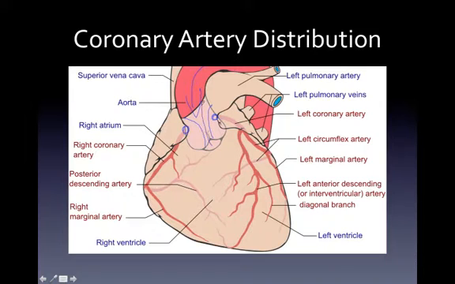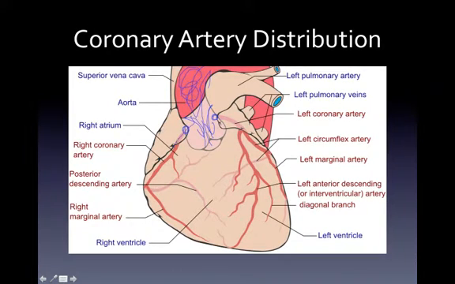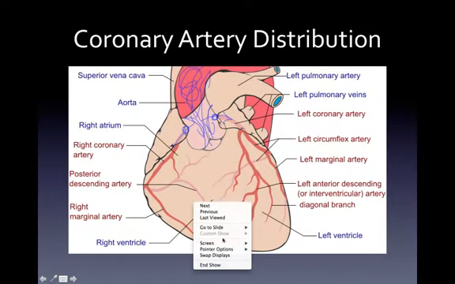Blood's ejected out. But as soon as this snaps shut, or heads back this way, the pressure that's in this aorta is what perfuses those coronary arteries. That's the first important thing to remember.